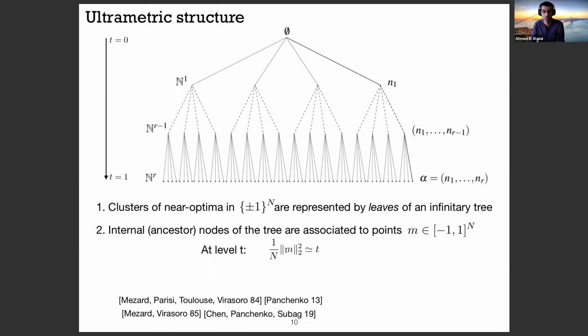So these are concentric spheres that grow as t evolves. And at 1, of course, when you look at a point that has L2 norm 1 divided by n, then that will have to be on the extreme points of the hypercube. That's just ±1, which is consistent with the first bullet.